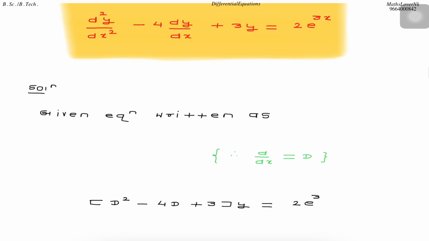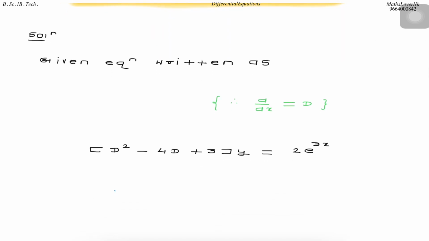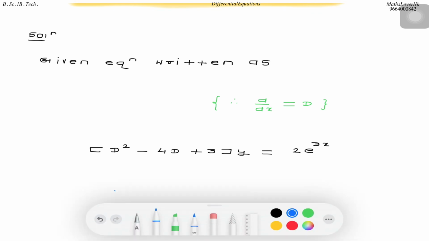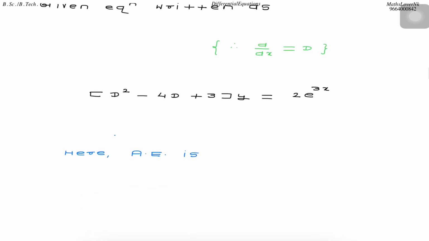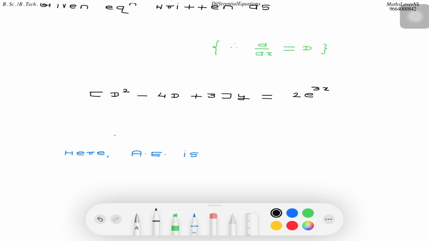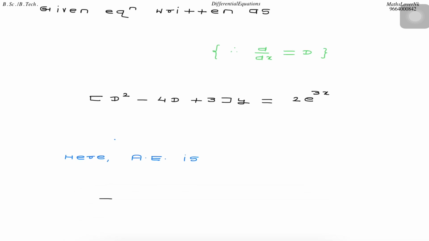Now the auxiliary equation, where A stands for auxiliary equation, is given by this. For finding the auxiliary equation, put capital D equal to m and the left side equal to 0. Then we get m squared minus 4m plus 3 is equal to 0.